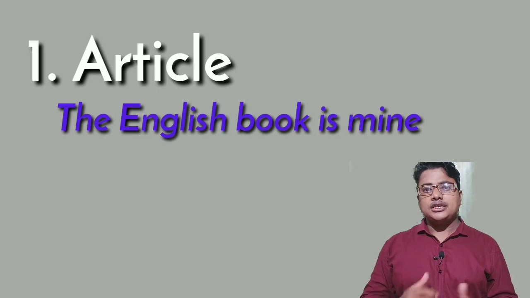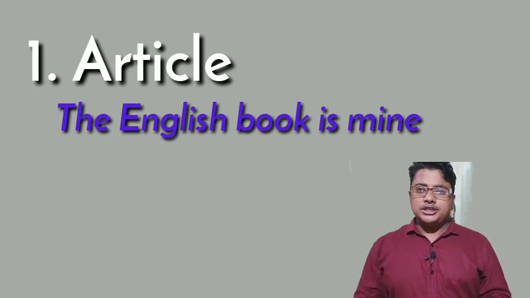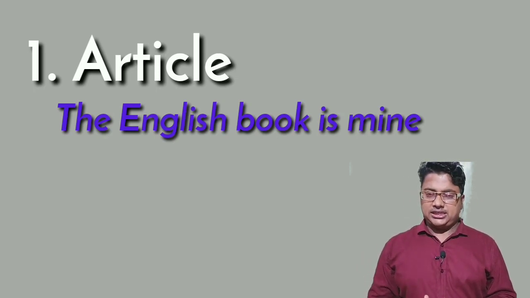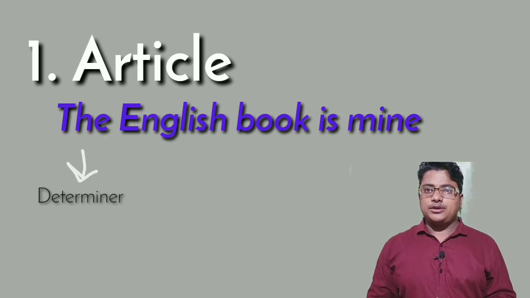For example, the English book is mine. Here we specify English book by the use of the. Here the is an article and it is also a determiner. It is a part of determiner.